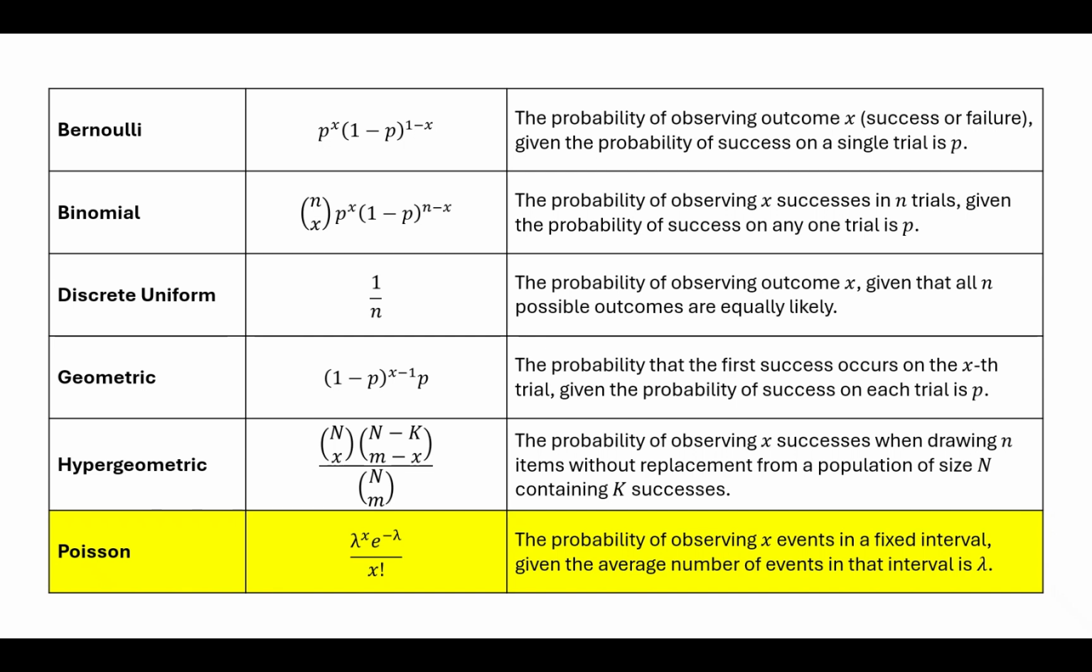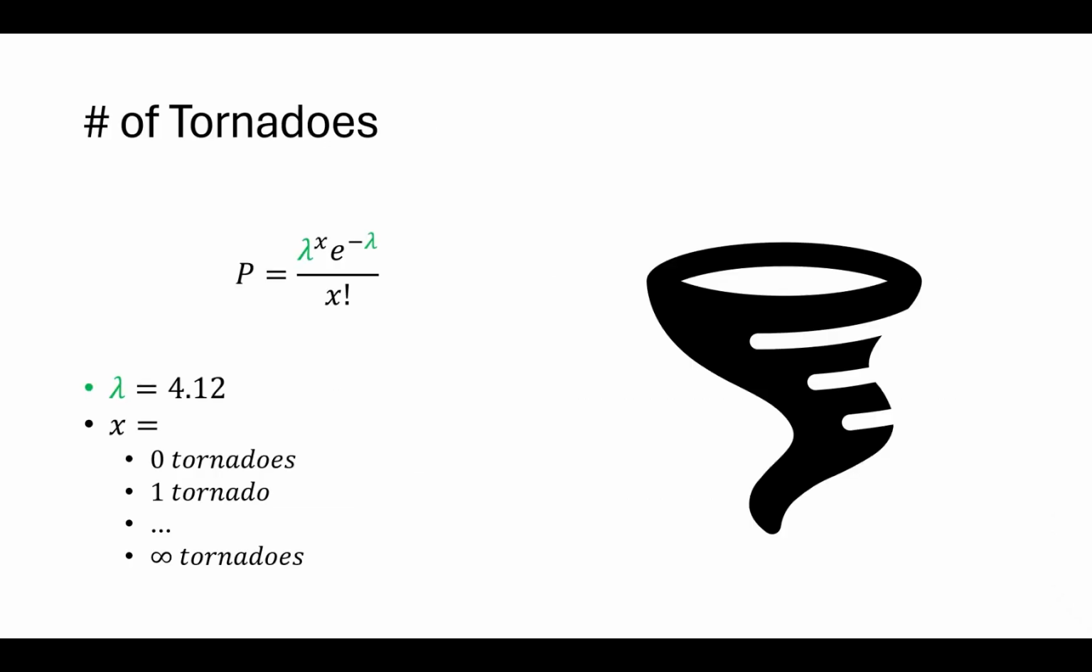It calculates the probability of a specific number of events occurring based on an average rate, which is represented by the Greek letter lambda. Let's assume the average for our area is 4.12 tornadoes per year. Now we can begin calculating probabilities. Let's start by calculating the probability of having 0 tornadoes next year by plugging in 0 for x. The Poisson formula shows that it is 0.016.